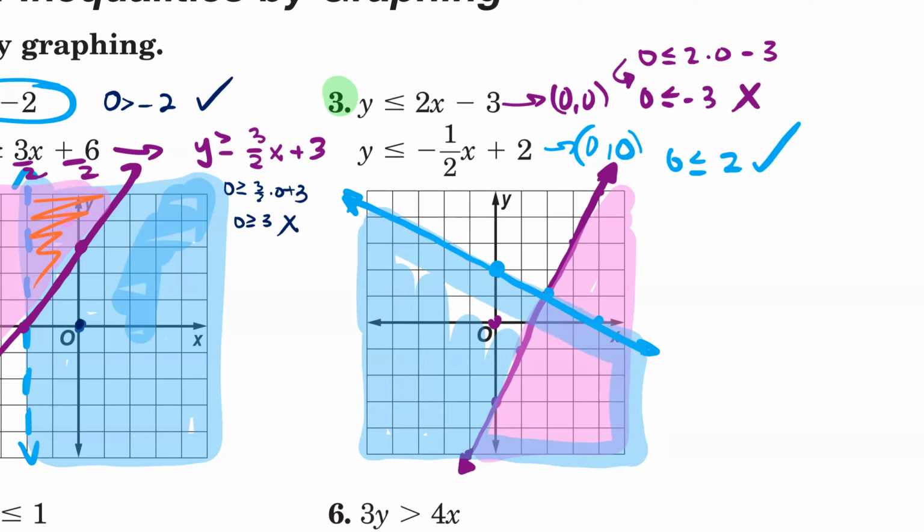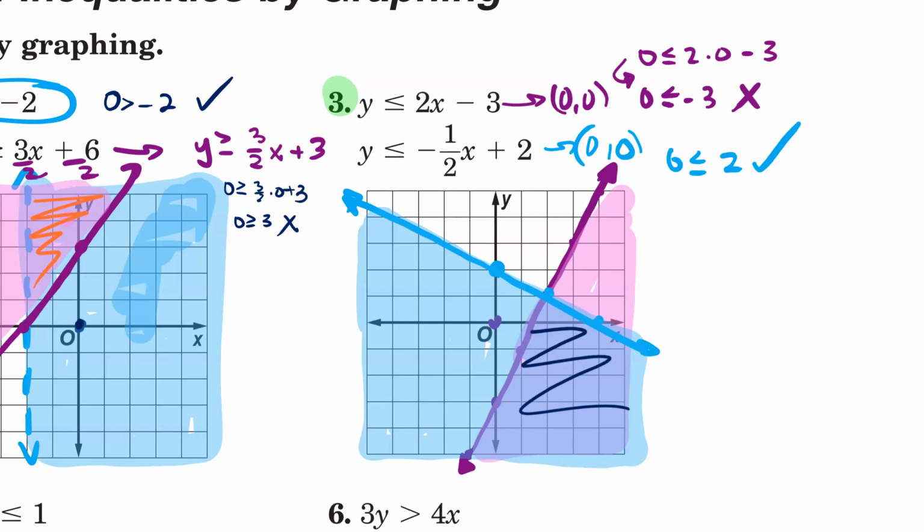What if my two areas don't overlap? No solution, exactly. Perfect. Those are two options. Either they overlap somewhere, some area, or they don't overlap, no solution. So this would be the solution right there.